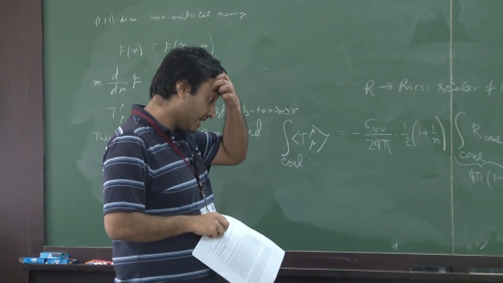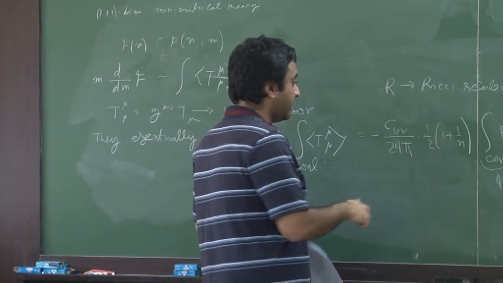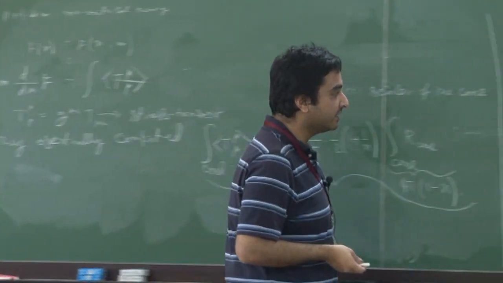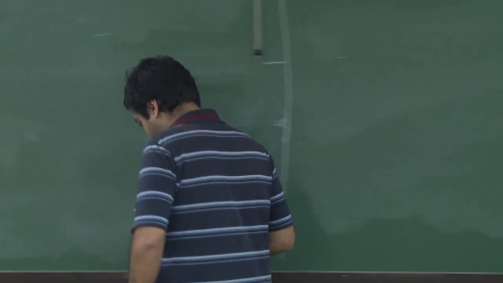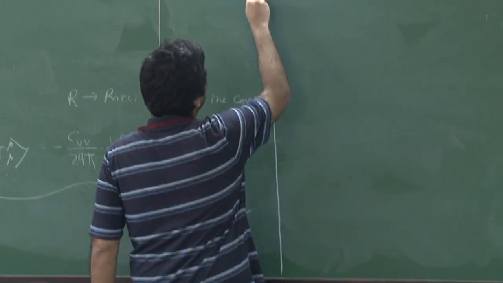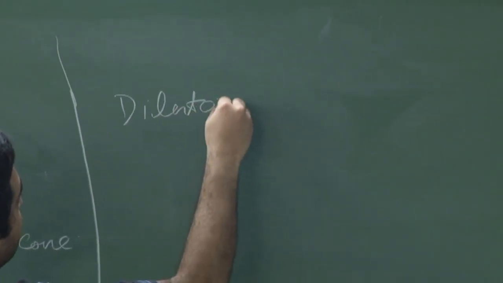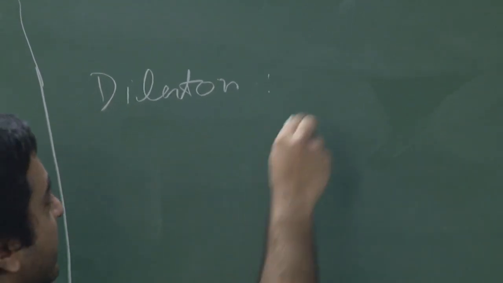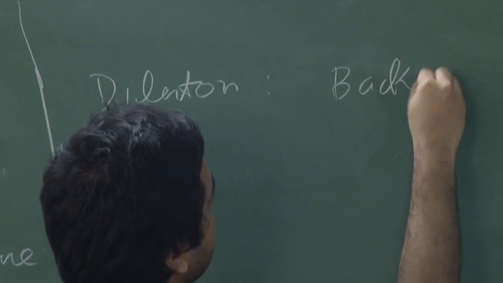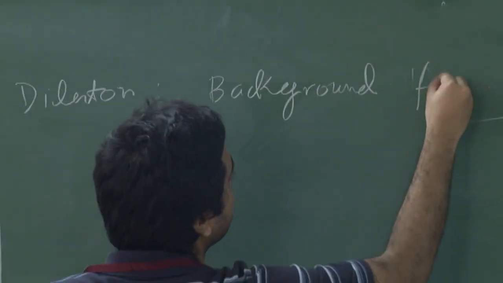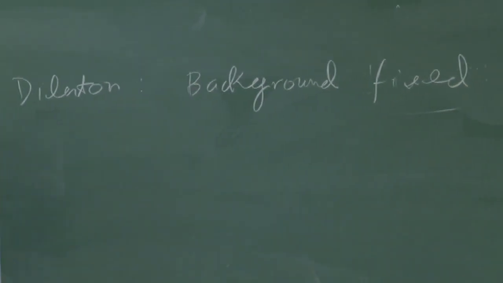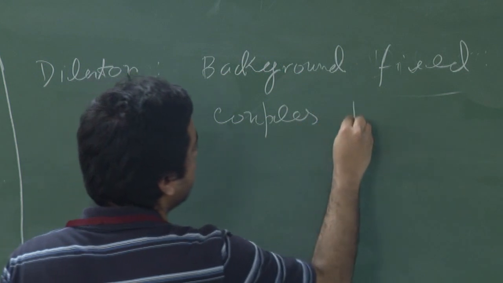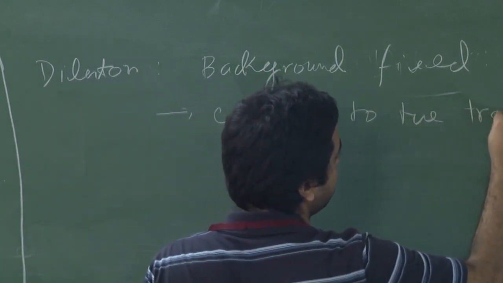So what I will do next, in the next 10 minutes, is prove this in a different way, which can be extended to higher dimensions. This is possible because of a recent development. Let me now come to the dilaton. Roughly, I will treat the dilaton just as a background field, and the role of this thing is that it couples to the trace of the stress tensor.